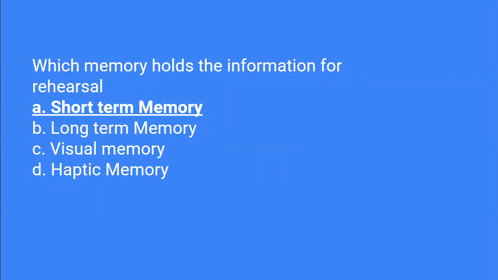Which memory holds the information for rehearsal? The options are short-term memory, long-term memory, visual memory, haptic memory. The answer is short-term memory. Normally, the things we are seeing will be stored in sensory memory for half a second. After that, it will be stored in short-term memory. If we are doing rehearsal, then it will be stored in long-term memory. Before going to the long-term memory, it will be stored in short-term memory. That question is asked here. So the answer is short-term memory.